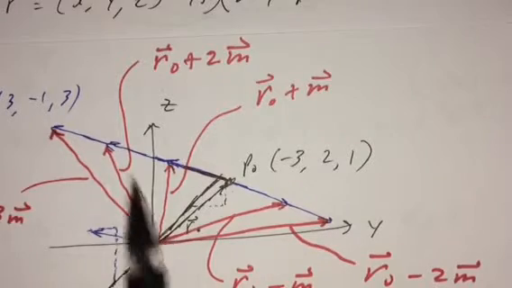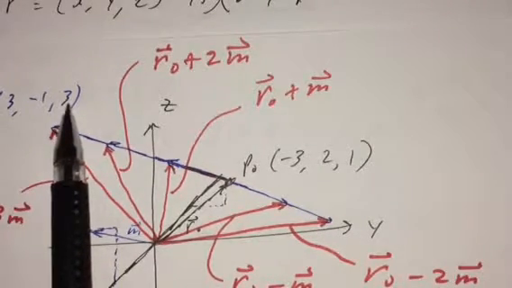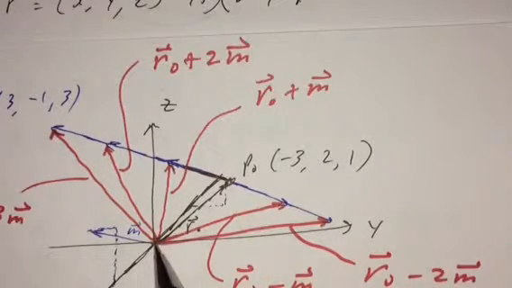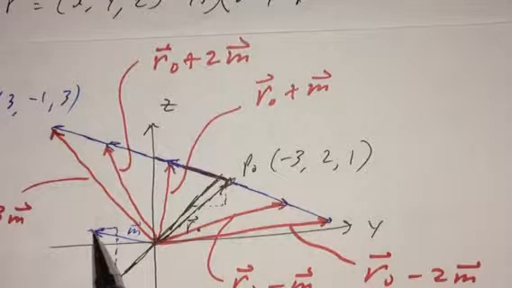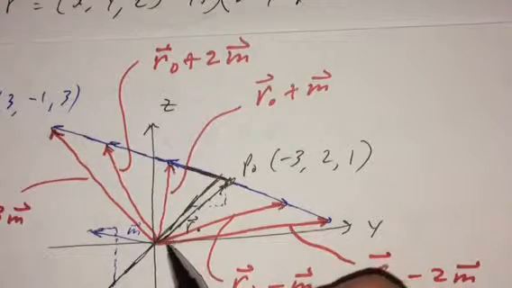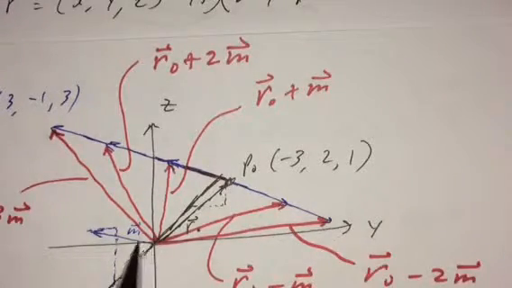M, I decided, was going to be this vector (3, -1, 3). Okay? So 3 on the x, 3 on the z, and then negative 1 in the y gets me that point there, and the vector from the origin to that point gives me the direction vector. Okay, so I want a line that goes through P0 and parallel to M.